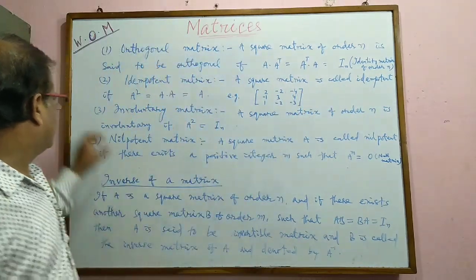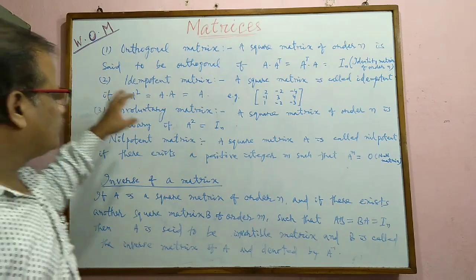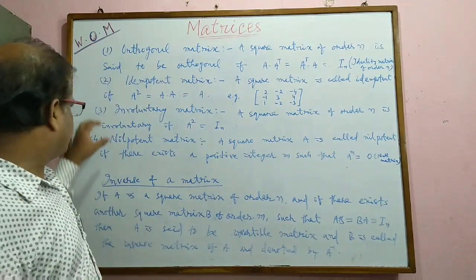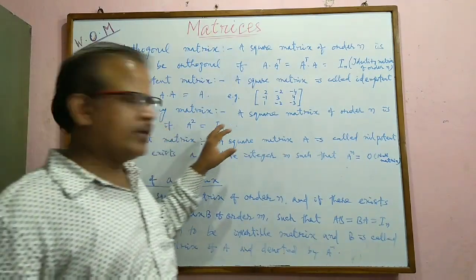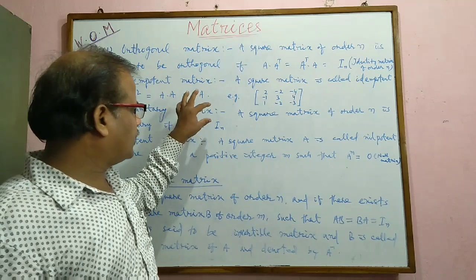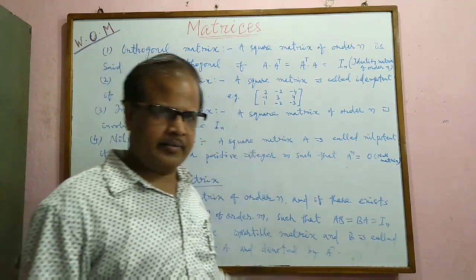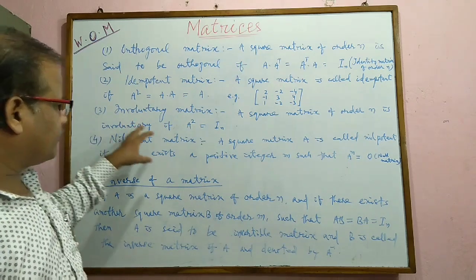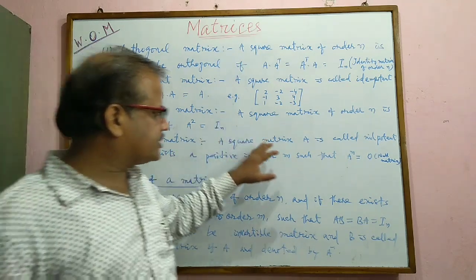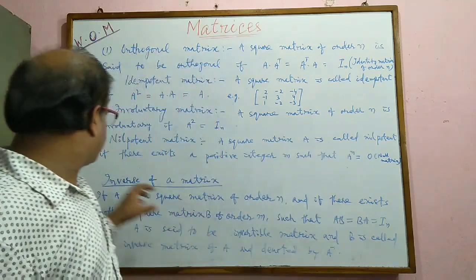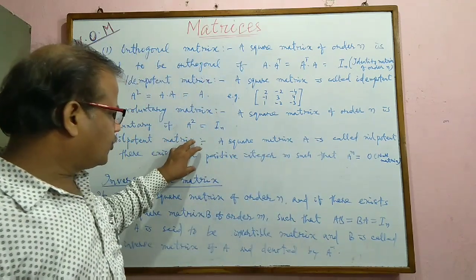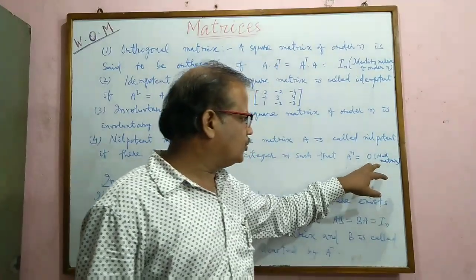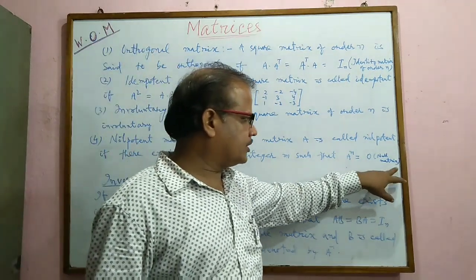The third is involutory matrix. A square matrix of order n is involutory if A square is equal to identity matrix of order n. The fourth is nilpotent matrix. A square matrix A is called nilpotent if there exists a positive integer m such that A to the power m is equal to 0, that is null matrix.